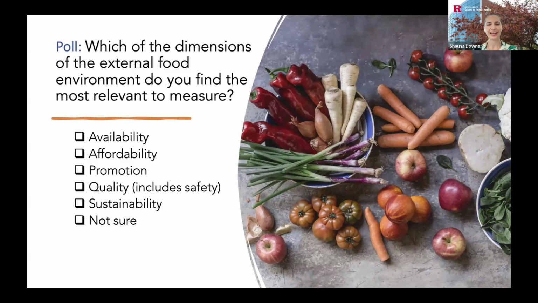So it's looking like, at least from the first glimpses, that availability and affordability are pretty important. Definitely looks like those are the two that people think are most relevant to measure within the environments. There are many tools in the toolbox that assess the availability of food, and we also have a tool that's designed to measure the affordability of food as well.